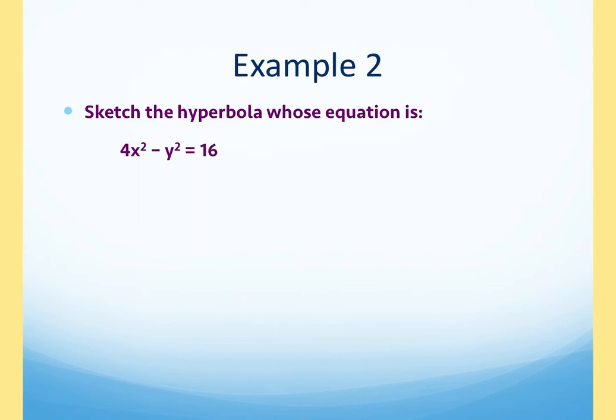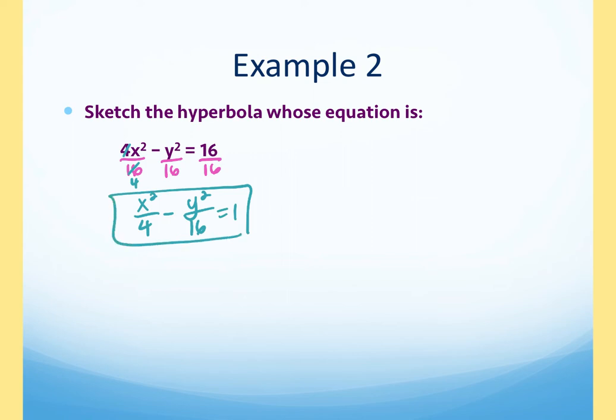All right, this one says, sketch the hyperbola whose equation is 4x squared minus y squared equals 16. So what's the first thing you notice about this? It doesn't equal 1. So how do I get it to equal 1? Divide everything by 16. So 4 goes into 16 4 times. This is x squared over 4 minus y squared over 16 equals 1. Now it's in standard form.